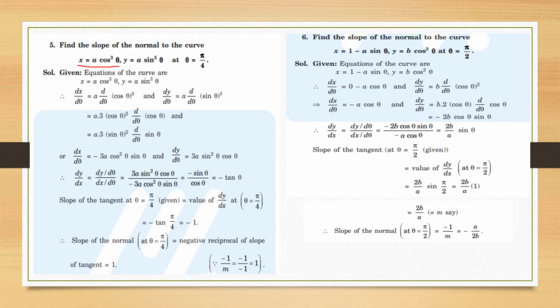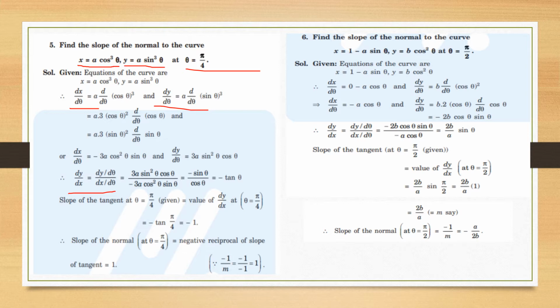x is equal to a cos cube theta, y equal to a sin cube theta at theta equal to pi by 4. So I know it is a parametric form. So I'll first find dx upon d theta, then I'll find dy upon d theta, and then I'll find dy by dx by dividing dy by d theta by dx upon d theta. So dx upon d theta is 3a cos square theta, and then derivative of cos theta is minus sin theta, right? And similarly the other part can be like this.